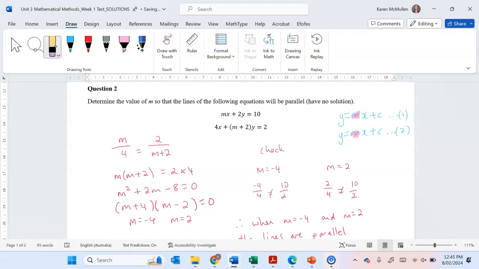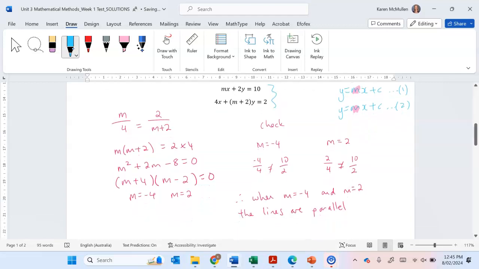Now, perfectly fine doing that, but when you're working with transposing, and often you're given the questions in this form, so it means you have to transpose them into y equals mx plus c, we're prone to make errors. Okay, so just keep that in mind. That's why I prefer this method. So this method, we're just taking the ratio of our coefficients.